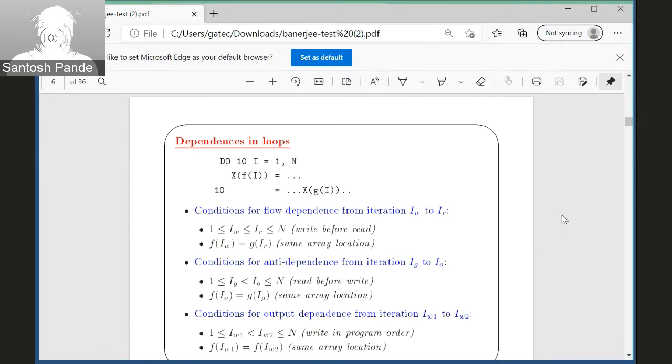So the value of g of ig at iteration ig must be equal to f of io, which is the read, and the write, and the read must occur before the write. So ig must occur before io. And then the last one is the output dependence, wherein there are two iterations, and it's similarly defined.